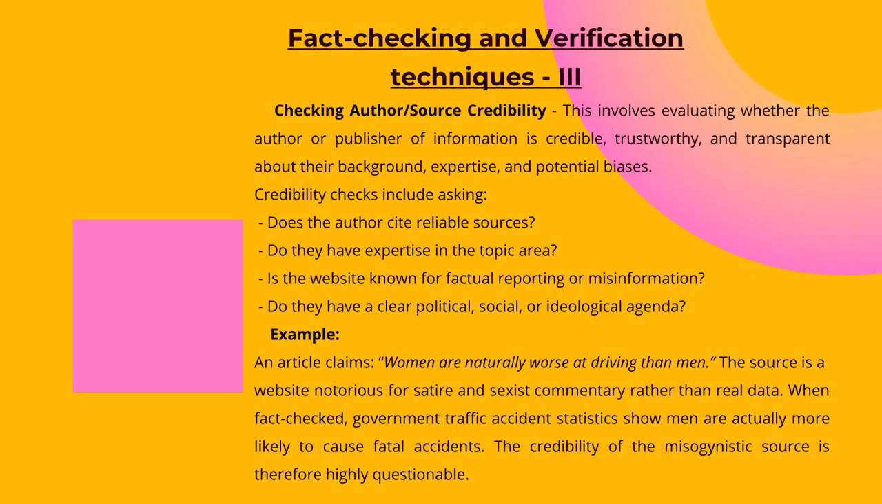Checking author and source credibility involves evaluating whether the author or publisher of information is credible, trustworthy, and transparent about their background, expertise, and potential biases. The information becomes more clear if you read the whole text.